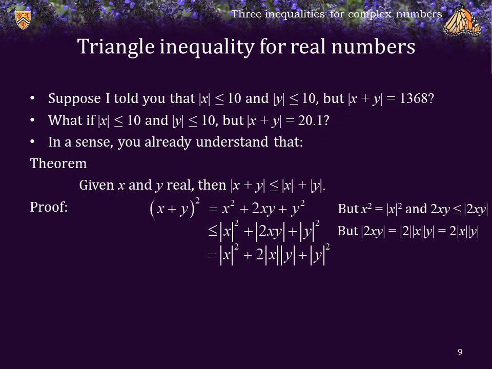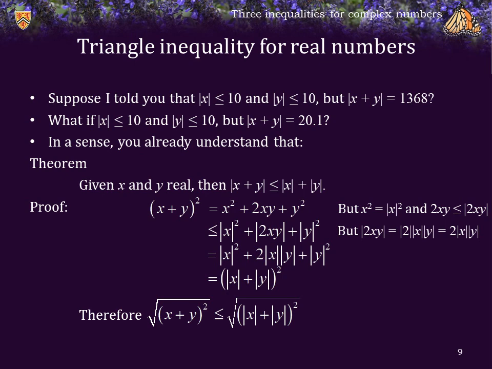Oh, but wait a second. This is just the absolute value of x plus the absolute value of y all squared. All right, so the first term equals the second, which is less than or equal to the third, which equals the fourth, which equals the last. Therefore, the first is less than or equal to the last. And both of those values are positive.